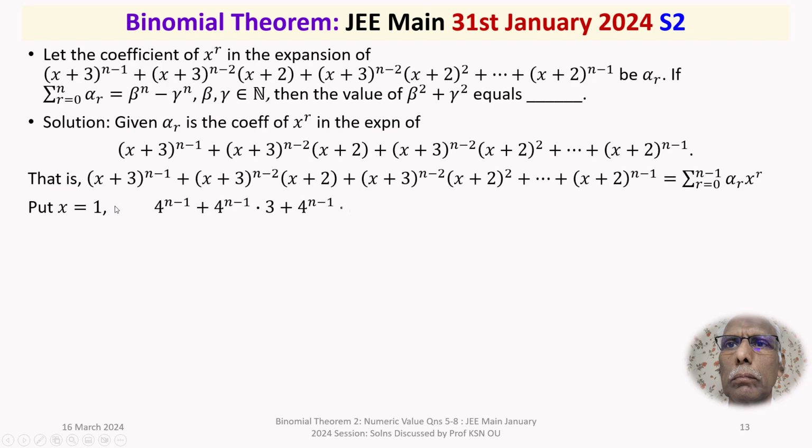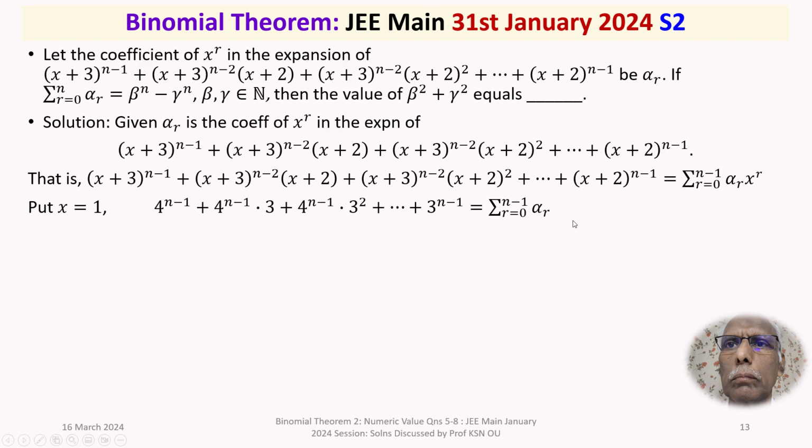Put x equal to 1. Why? We want sigma r equal to 0 to n. So if you put x equal to 1, you will get sigma r equal to 0 to n minus 1 alpha r. That is this one. And on the other side, if you put x equal to 1, it is 4 to the power of n minus 1, plus 4 to the power of n minus 2 into 3, plus 4 to the power of n minus 3 into 3 square, and so on, at the end 3 to the power of n minus 1.